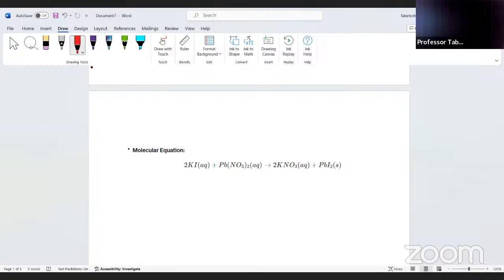So for this problem, we're going to go ahead and split everything apart. We've got 2 potassium ions, okay? And again, if you know your charges, you know why I split them up.